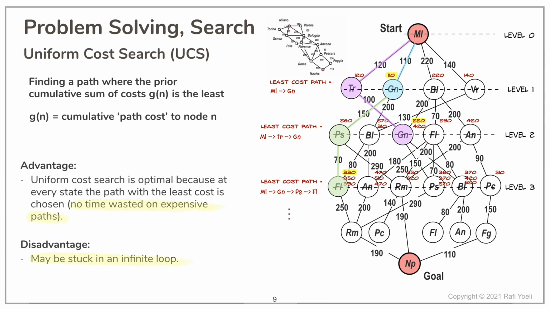So what are the advantages and disadvantages of UCS? There's one advantage, which is that UCS always finds the optimal solution, and does not waste time on expensive paths. The main disadvantage is that it can be stuck in an infinite loop.